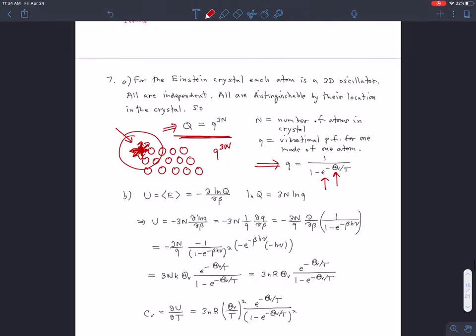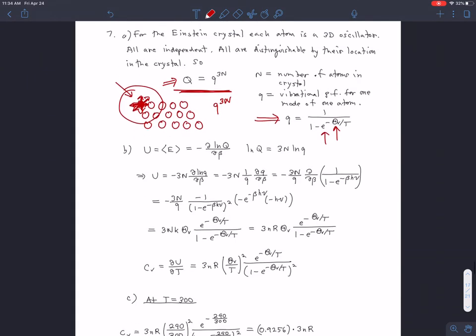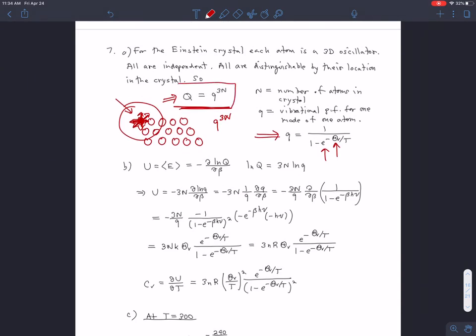So if that's the case, the question asks us, first of all, to derive this formula. That was pretty straightforward. Next, it asks us to calculate the mean energy or the internal energy for this particular model. This is a very simple model.